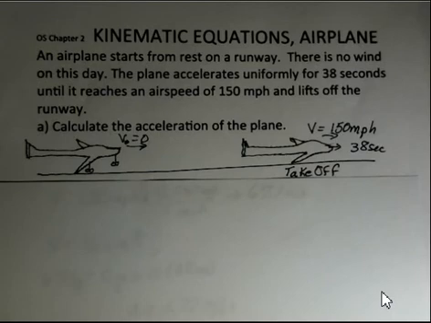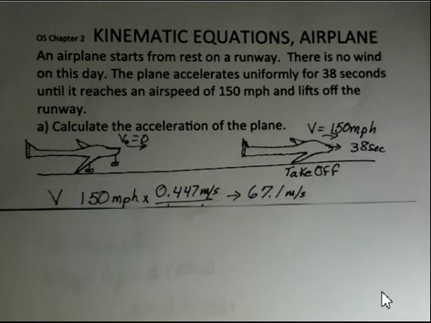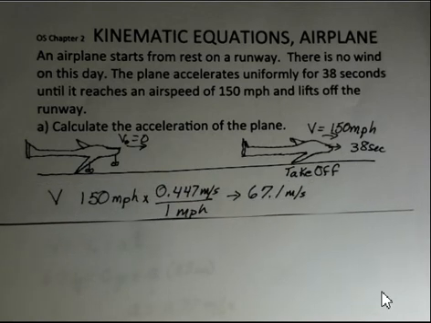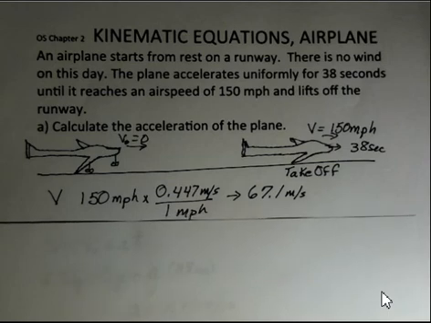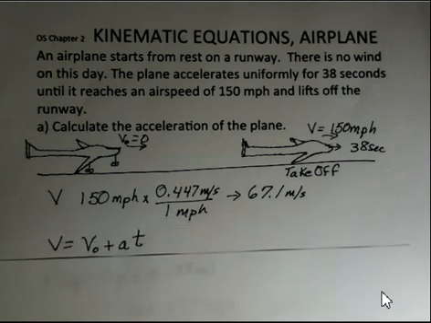At the takeoff point, its ground speed and its airspeed will be 150 miles per hour, and that's 38 seconds after the time it starts accelerating. So I want to use metric units for this, of course, so we switch from miles per hour to meters per second with this conversion factor. Multiply by 0.447 meters per second, divide by 1 mile per hour. And now we move to the kinematic equations.